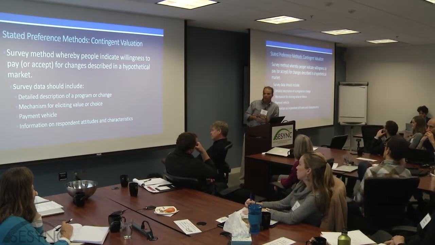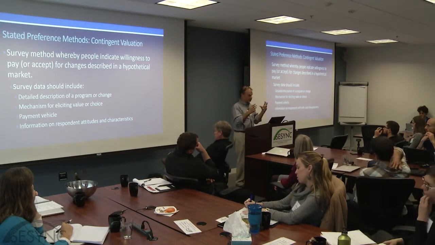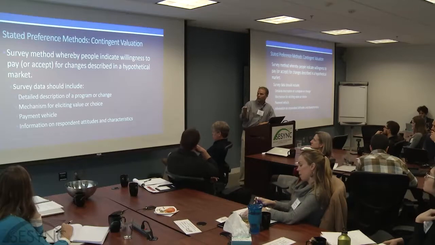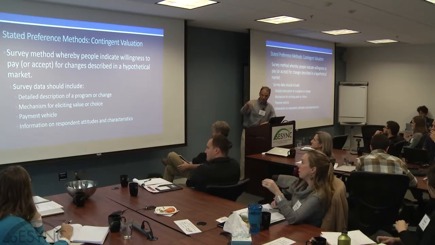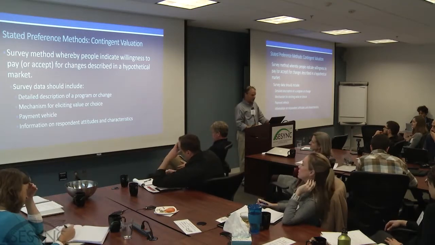At the end of the day, we want to simulate a market transaction, right? We want to make this like a real market transaction. We need a payment vehicle. How are you going to pay? Your tax is going to go up. Is there going to be a fee added to your electric bill? Are you going to send a check to a conservation agency or a fund? And then we need lots of information on respondent attitudes and characteristics. We need control variables. We need a way to partition value results across the population.